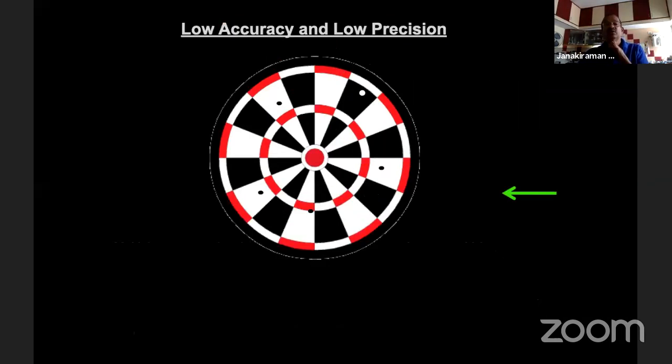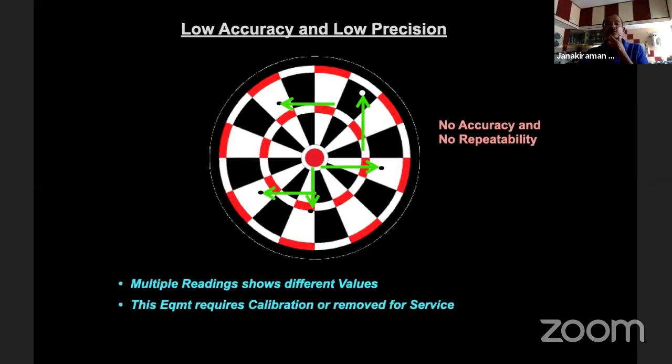High precision, low accuracy. And look at that: 4 different measurements, 4 different values, multiple readings with different values. This equipment either requires calibration or should be removed immediately without putting it on rotation.